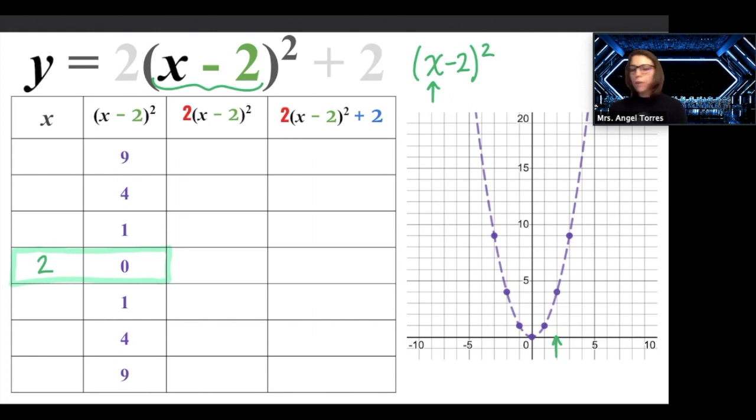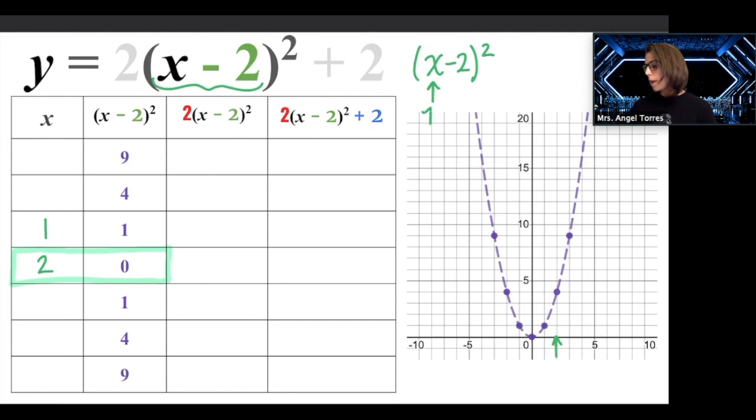Now, that's not where our vertex is going to end because we still have other transformations to do. But at least now we have an idea that our parabola is going to be shifted to the right. Well, now that we have that one point, we need to find our other points. Well, this is actually a lot simpler than it looks. In a table for quadratics, you might notice that the inputs are always in order from least to greatest. So if the vertex is the middle point, then the point above that's just going to be 1 less than the vertex. Let's double check that.